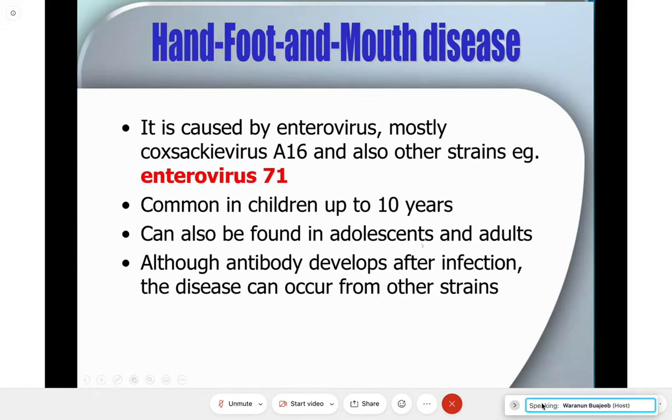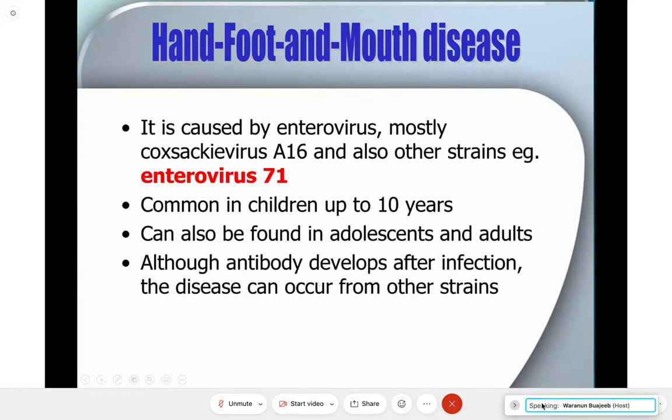And with the lesion in the children, adults or adolescents can also get infected and have hand, foot, and mouth later on. And the lesions that occur in adolescents and adults are very similar, causing hand, foot, and mouth lesions.